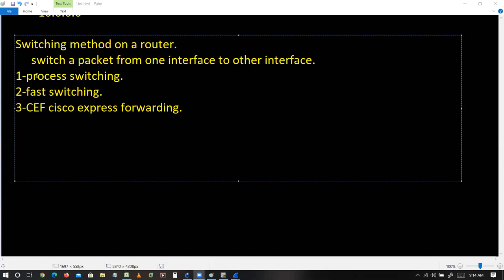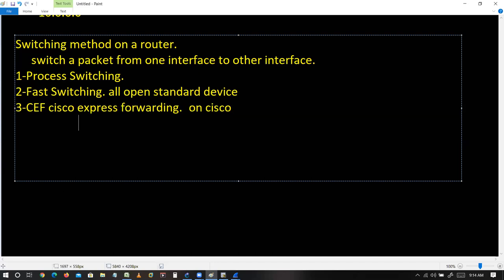Okay, so first of all, we have process switching, but we never use process switching. But we'll discuss what process switching is. And then we have fast switching. So basically, whenever you check any non-Cisco device, you will always find fast switching. So on all open standard devices, we find fast switching. On Cisco, we find CEF switching.